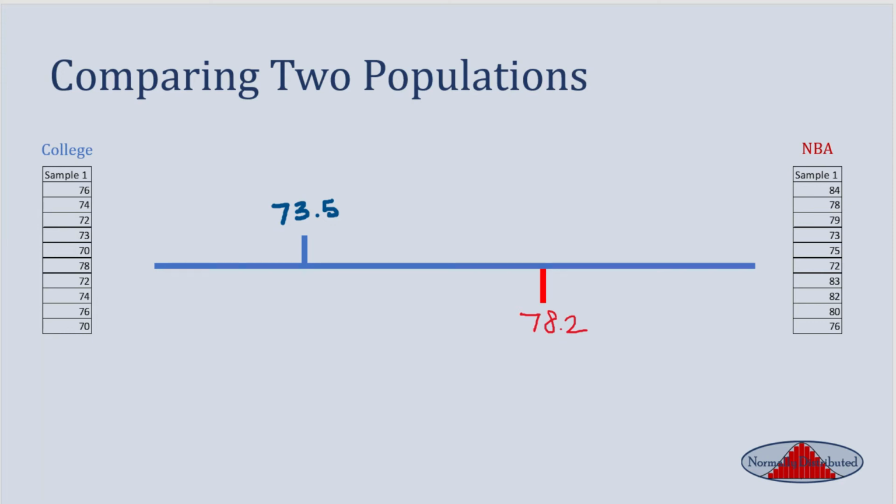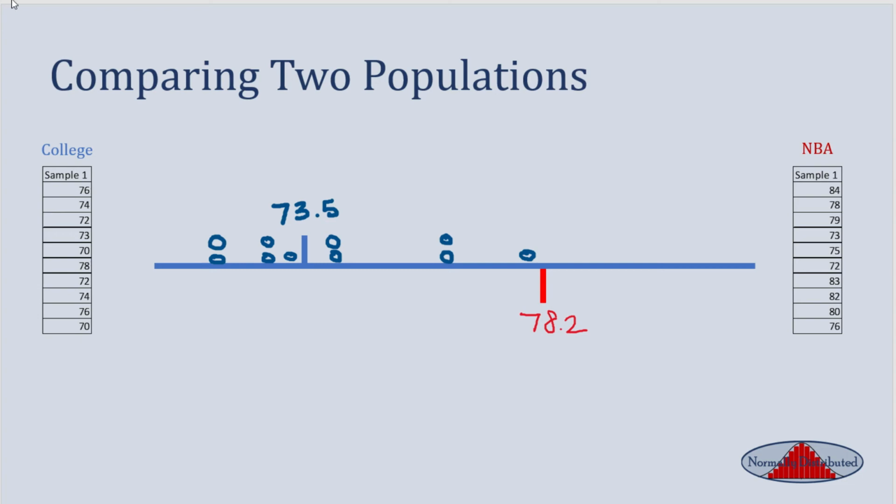So we have one player, 76, let's put that one about here. Another player, 74, it's about here. Let's just continue going down the line. 72, 73, 70, 78, another 72, put that one right about here. 74, 76, and 70. So our random sample of the college players will look like this on a dot plot.